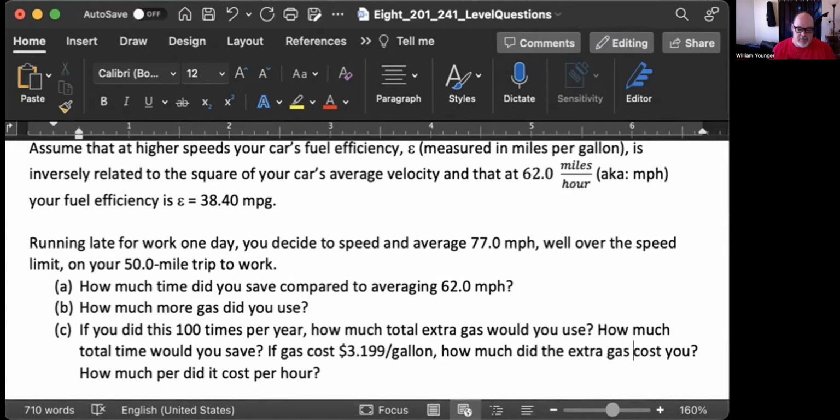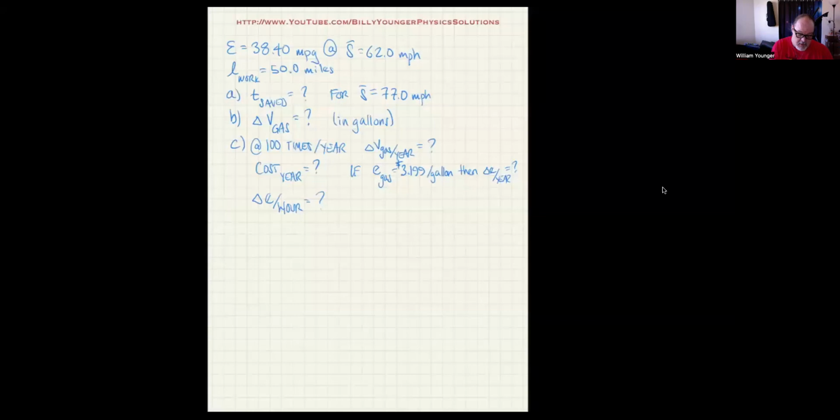Now I'm going to stop sharing the screen there and show you what I actually wrote. I'm going to now share screen with my iPad. And you can see what I wrote down. I wrote the fuel efficiency is 38.40 miles per gallon. Notice I just used the symbol that the problem gave me. I said that's at an average speed of 62.0 miles per hour. I wrote down that L, the distance to work, was 50.0 miles.